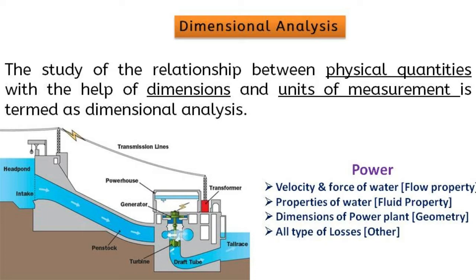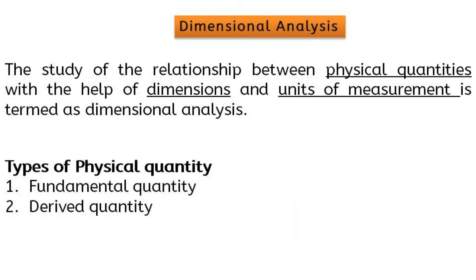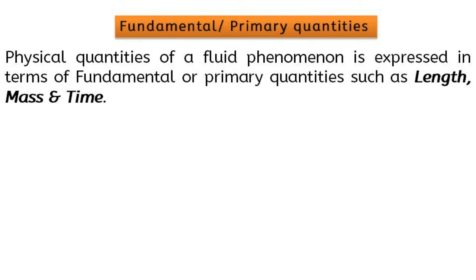Variables which affect majorly on power formation are listed out and a physical relation will be derived using dimensional analysis. These physical relations in simple terms are called as equations or formulae. These physical quantities are classified into fundamental and derived quantities. Fundamental quantities are those physical quantities that cannot be expressed in terms of other quantities.